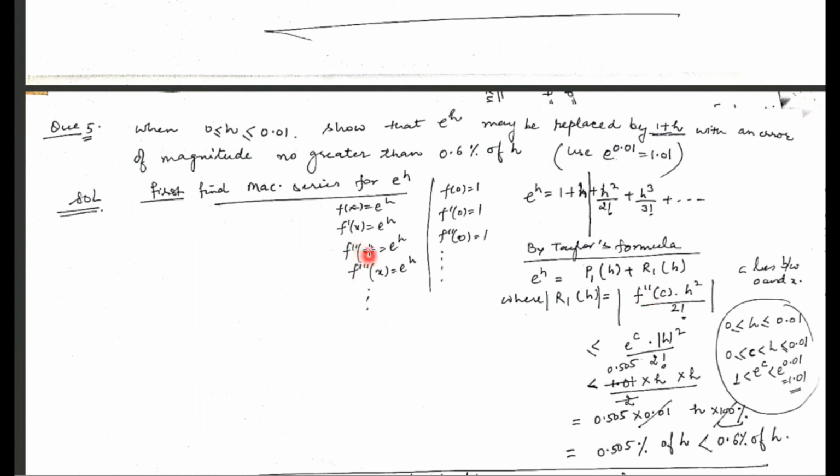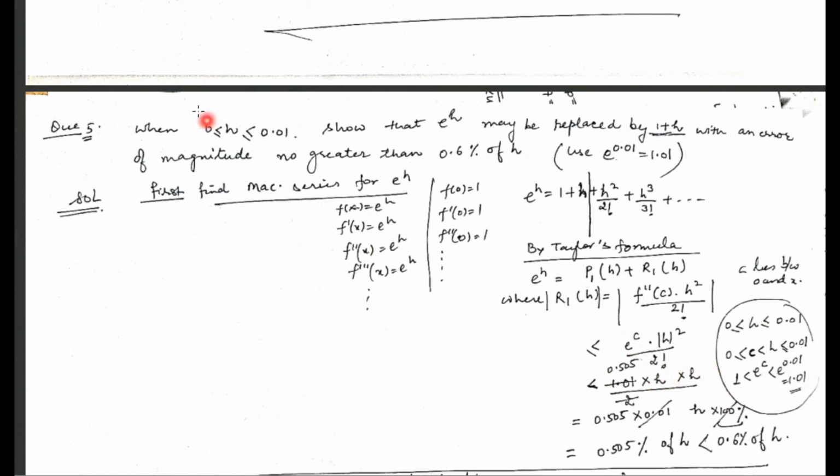Now, since the second derivative of the function is e to the power h, at c it will be e to the power c, and c is a number lying between 0 and x, or you can say h. Since h is positive and less than or equal to 0.01, this implies e to the power c will lie between 1, which is e to the power 0, and e to the power 0.01. The value of e to the power 0.01 is 1.01, so we can use that over here. So we can replace e to the power c with 1.01 into h.